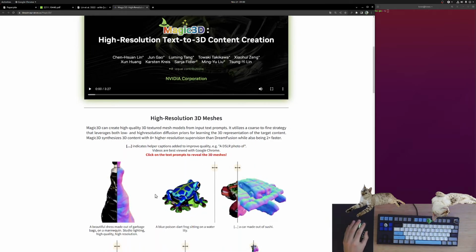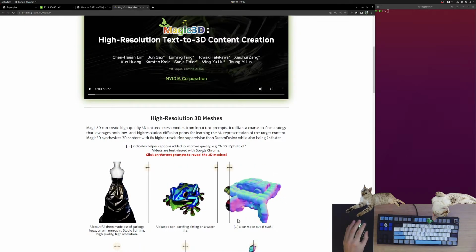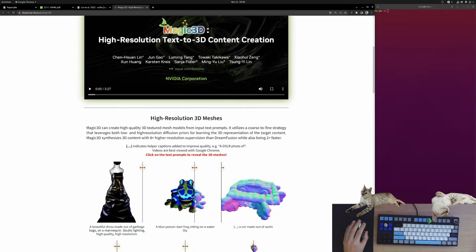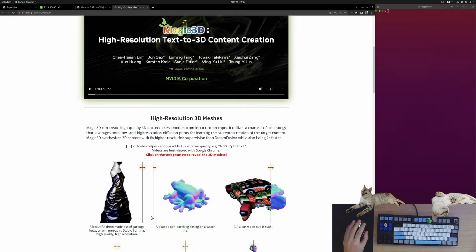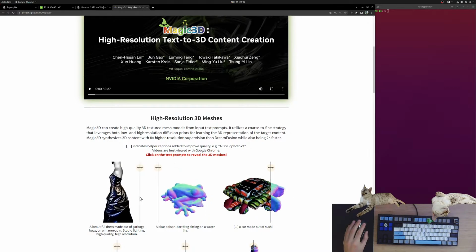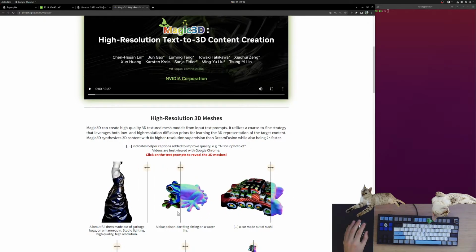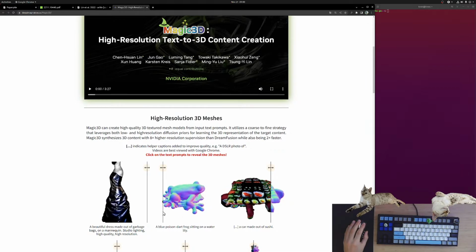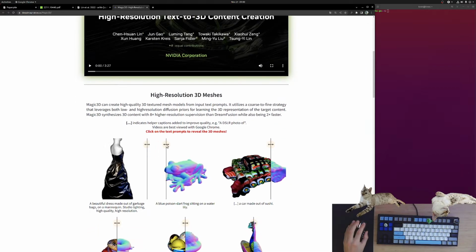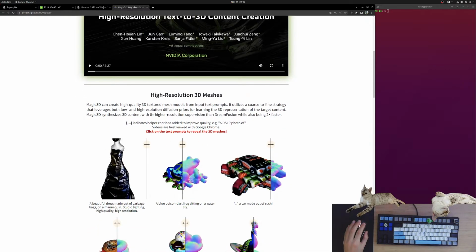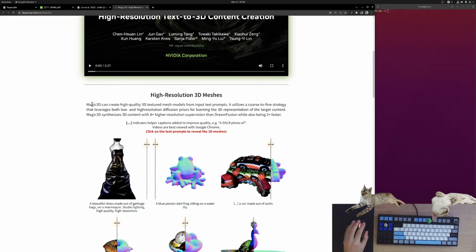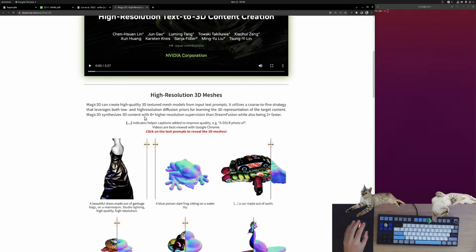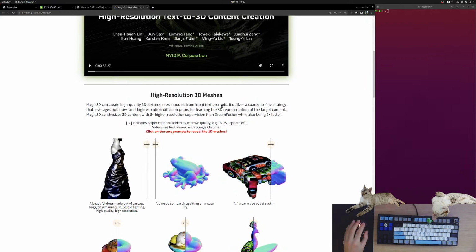I love these sliders. Look at that. This is the normal, right? So that roughly shows you what part of the mesh is pointing up and down based on the red to green color. But then you can actually go over it and see the color of the actual texture. So Magic3D can create high quality 3D textured mesh models from input text prompts.